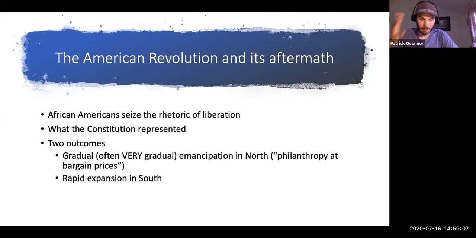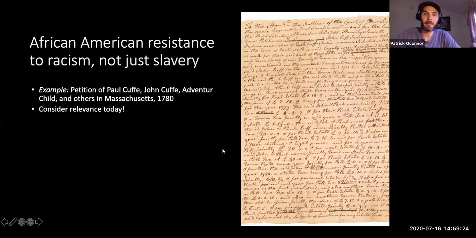And again, just as African Americans had protested their enslavement during the Revolution, they protest these new waves of prejudice. They're very self-aware, recognizing that they have to stand up for themselves and their place in the political community. So this is a resistance to racism and not just slavery.